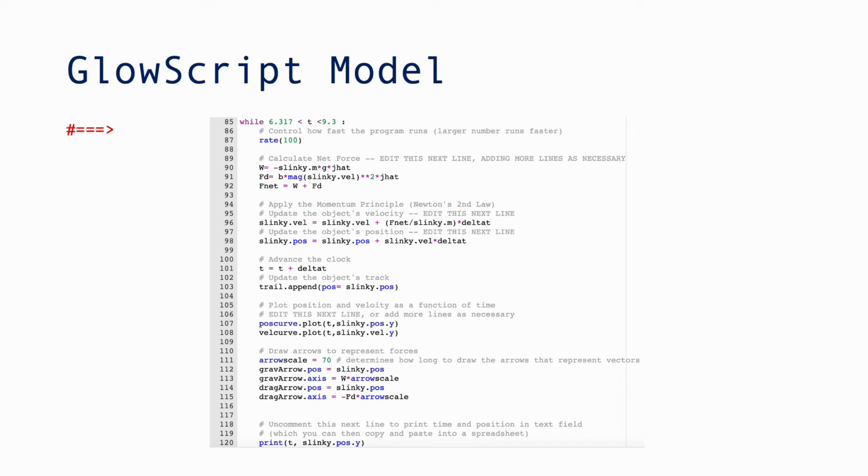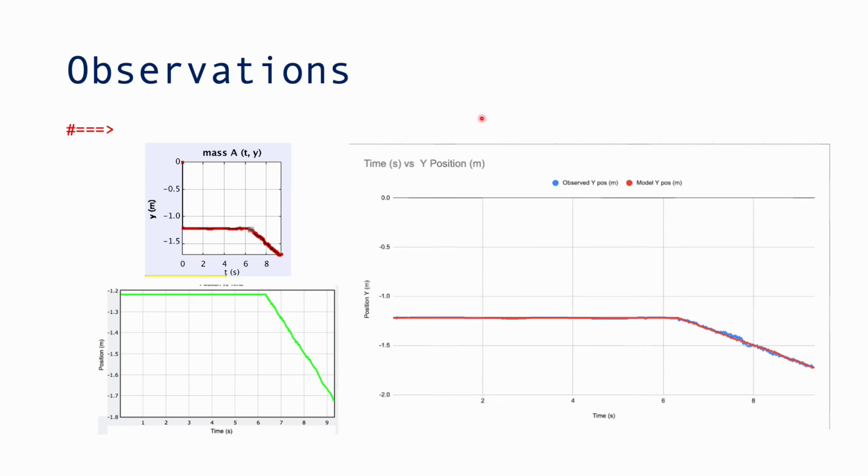Now in this page, we can see the second and final while loop I implemented in my code, which starts at the time when the slinky starts falling and runs until the end of the motion. And here we can see the code I used, based on Newton's second law, to calculate and gather data for this computational model. Now here we can see both graphs of the y position with respect to time.